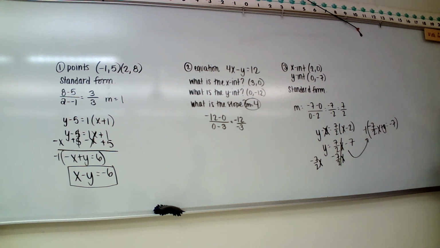And then I take care of that first. I take care of the sign, but I also need to take care of the fraction. So I'm gonna multiply by a negative, but I'm gonna make it a 2. Since the common denominator is 2, that would give me 7x minus 2y equals 14.